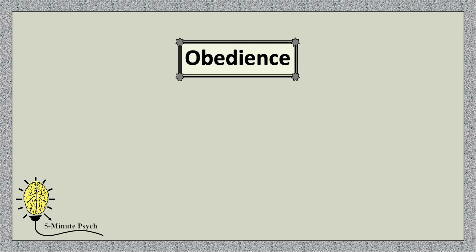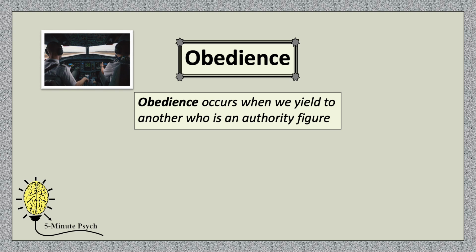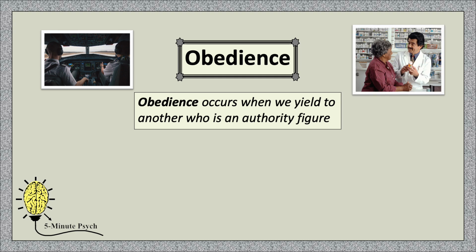The most extreme example of how we're influenced by others is with obedience, when we yield to another who's an authority figure. Now, obedience can be a good thing, and our society would be chaos without it. Imagine if the co-pilot didn't listen to the pilot, or the pharmacist didn't listen to the doctor. But sometimes obedience can be bad, when people do horrific acts and then say they were just following orders. Is that possible? For someone to do horrible things because an authority figure asked them to?